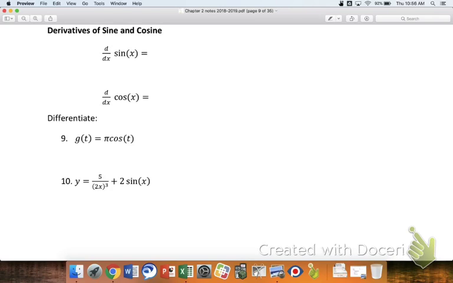The derivative of sine, believe it or not, do I want to? I'm just debating how I want to do it. It is, okay, you already know. I was going to see if you could figure it out. Derivative of sine is cosine, and the derivative of cosine is? Close. It's actually negative sine.